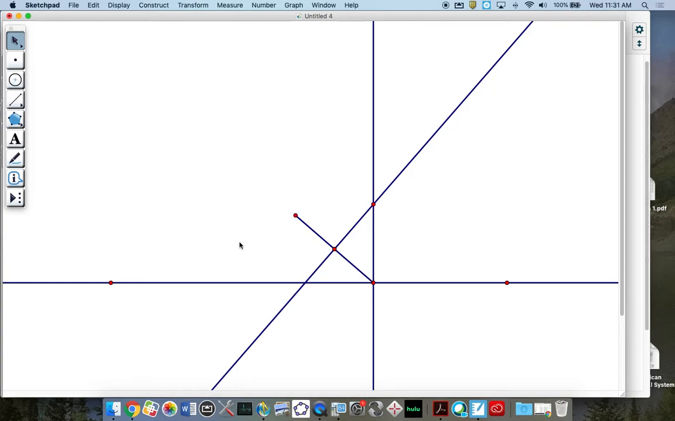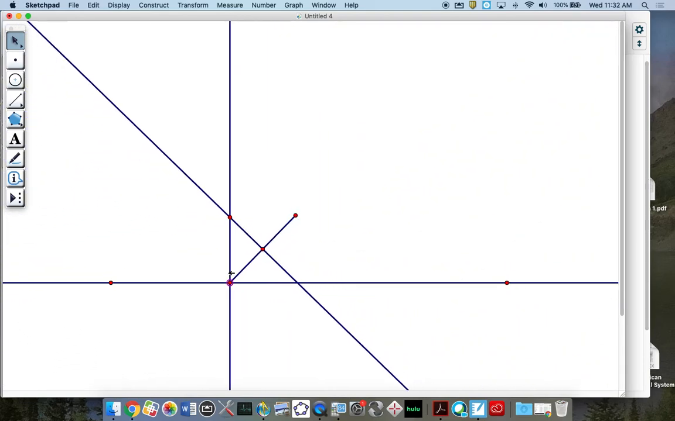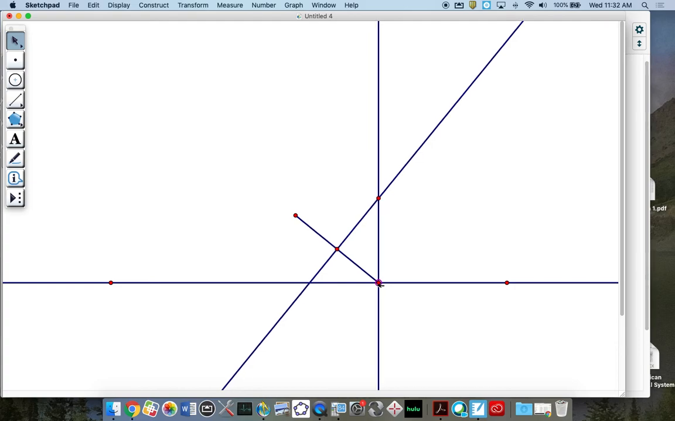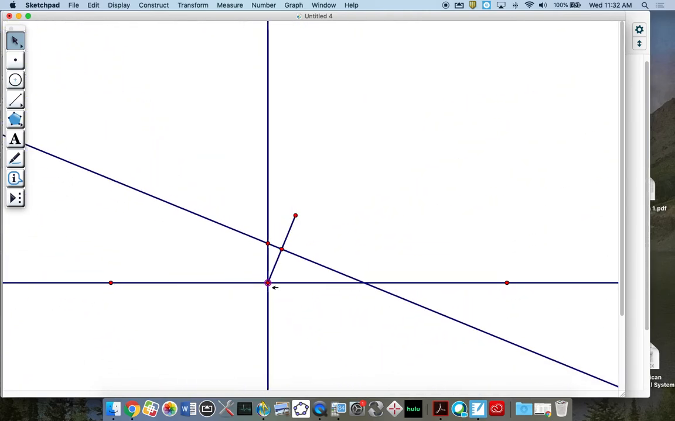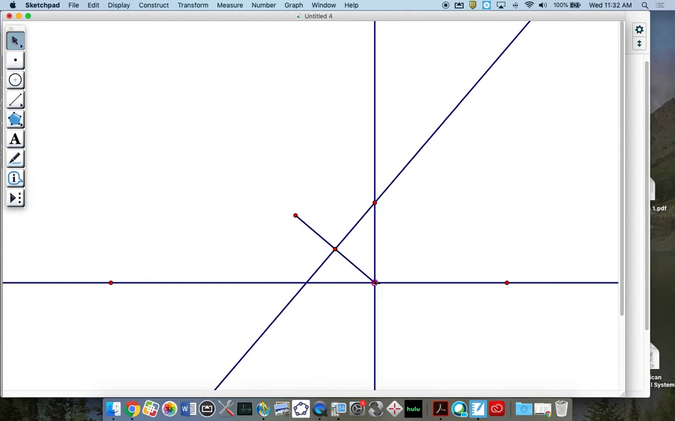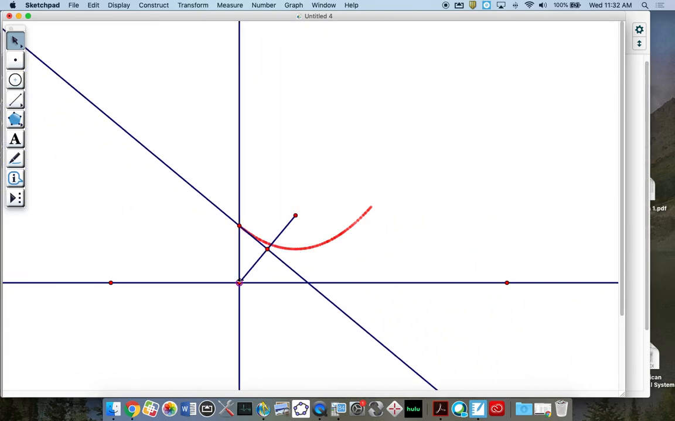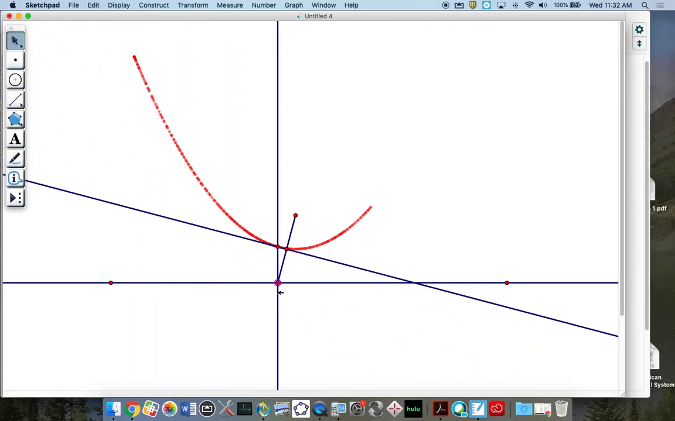Okay, so now as I move this point along the line, that point is this point right here, I want you to follow the path of that point as I move along the line. And you can probably tell that it's making a parabolic shape. But let me make that even easier for you to see. And let's trace that. And so those are all the points that are the same distance from the focus and the directrix.